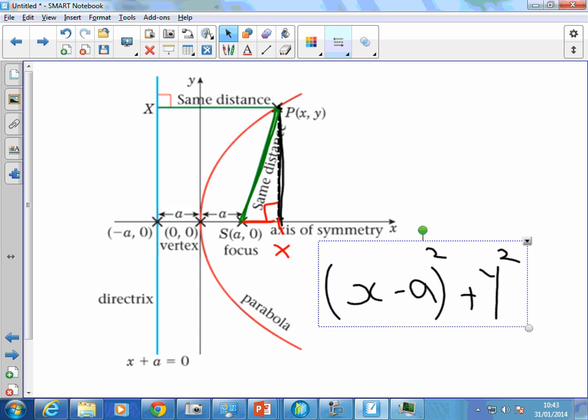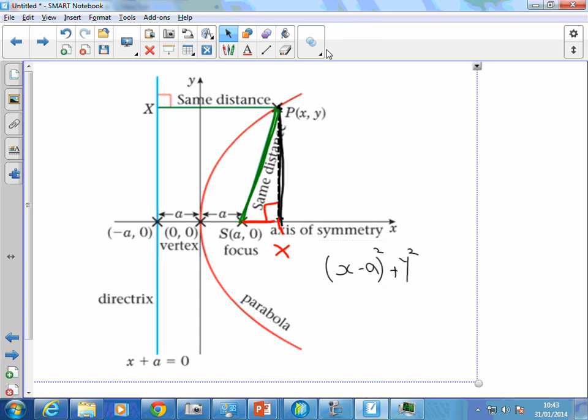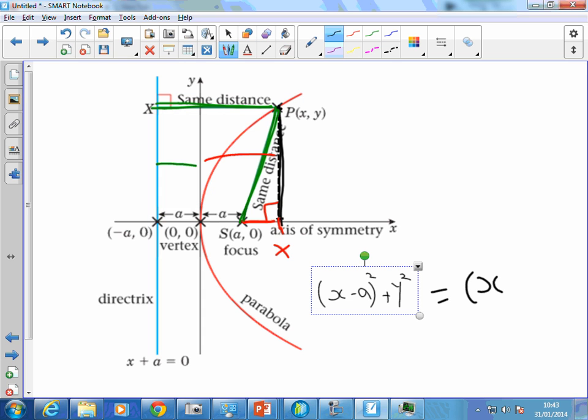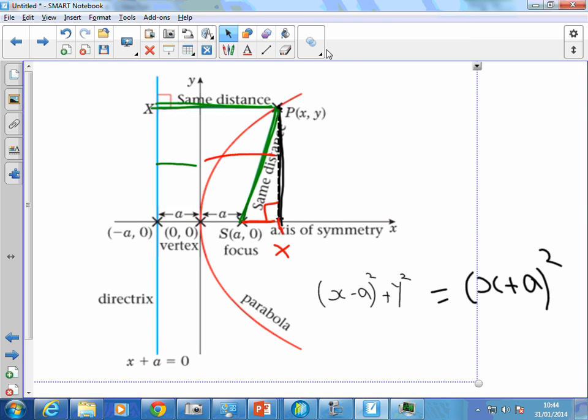And that has to equal to this distance here. Well, from here to here is A, and from here to here is X. So that distance has to equal to X plus A. And therefore, that distance squared is simply X plus A squared, because on the left-hand side we don't actually have the hypotenuse. We haven't square rooted it. We've got the square of the hypotenuse. Okay.